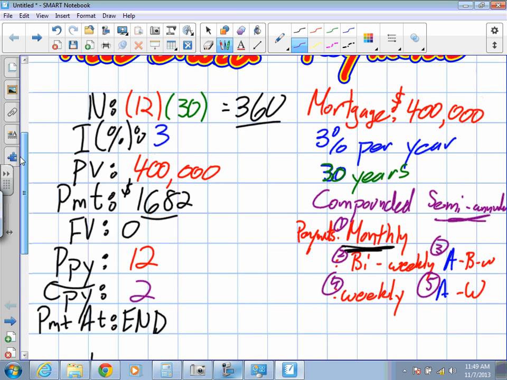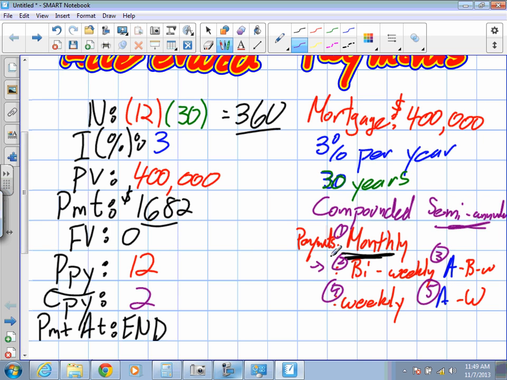If we were to change these, bi-weekly means every 2 weeks. How many weeks are in a year? 52. So bi-weekly would be how many times? 26. Good. This is our 26, which is going to change our n. We're going to take 26 times 30. I think it's 780.